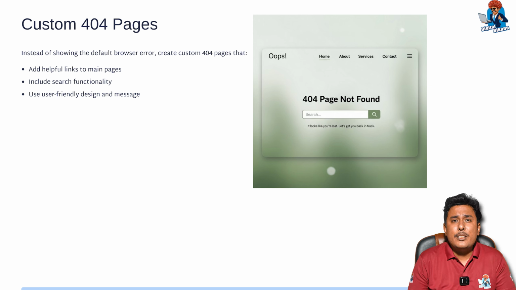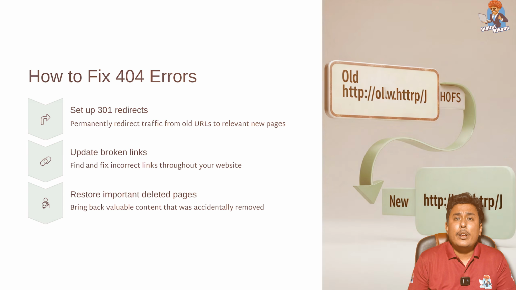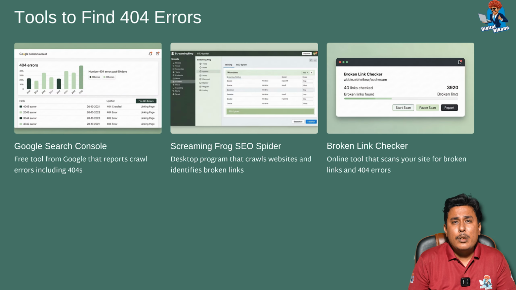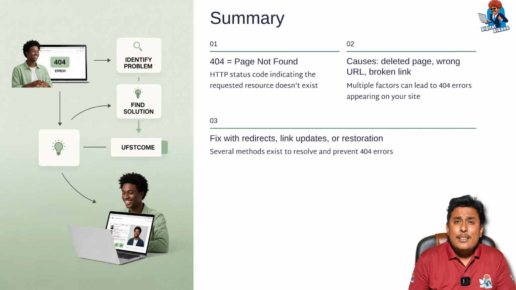You can guide visitors to relevant pages, include a search bar, and add friendly messages to keep them engaged. You can fix 404 errors by setting up 301 redirects to relevant pages, updating internal and external links, and restoring missing content when needed. Use tools like Google Search Console, Screaming Frog, or Broken Link Checker to find and monitor 404 errors regularly. A 404 error page tells the user the requested content cannot be found.